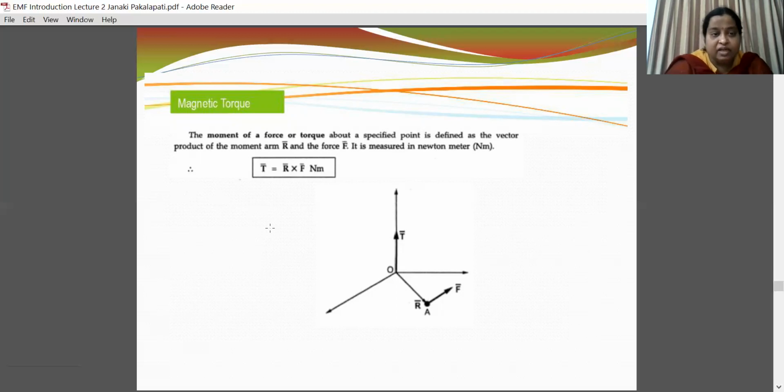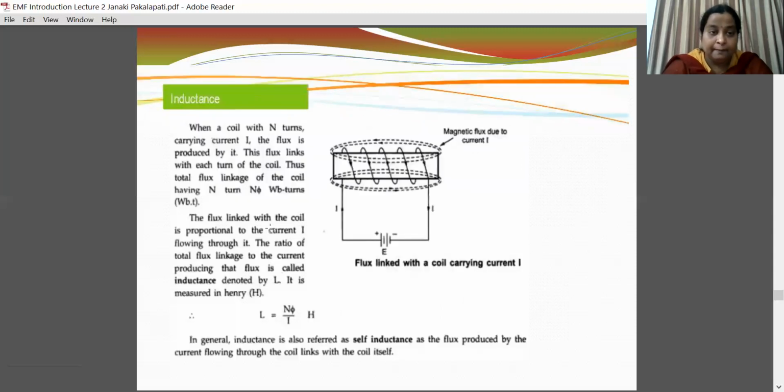If we go into detail on the concepts of magnetic torque, what this vector is, how the direction is determined, why we are using a cross product, why we are using a dot product, and why the resultant is again a vector, I will discuss this briefly when I go into the subject in detail.